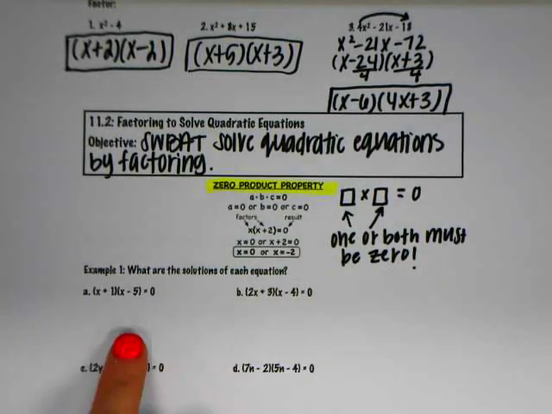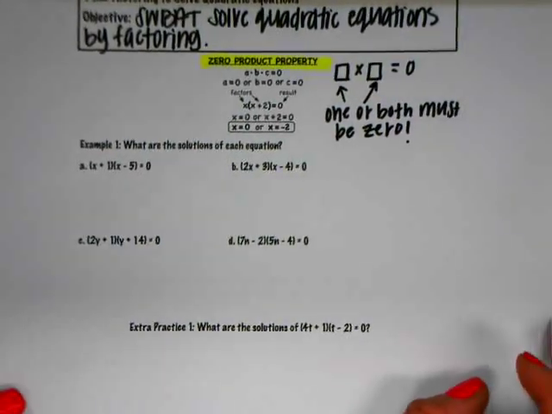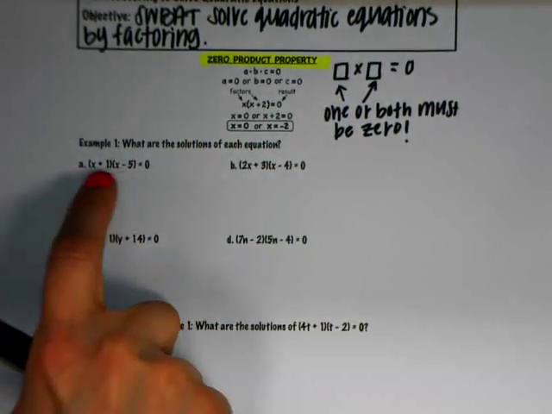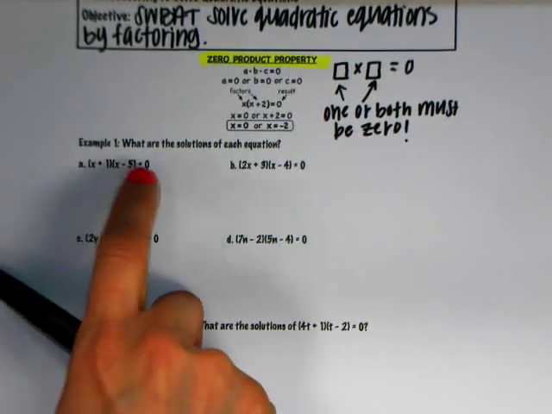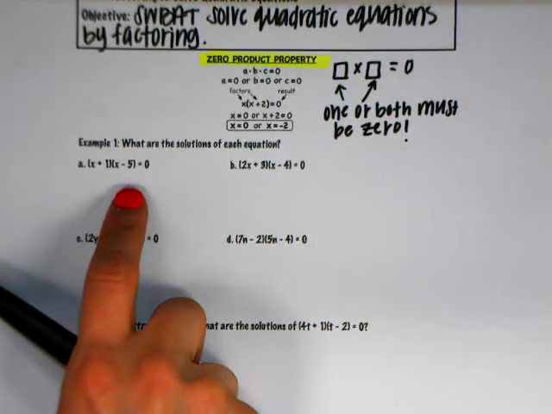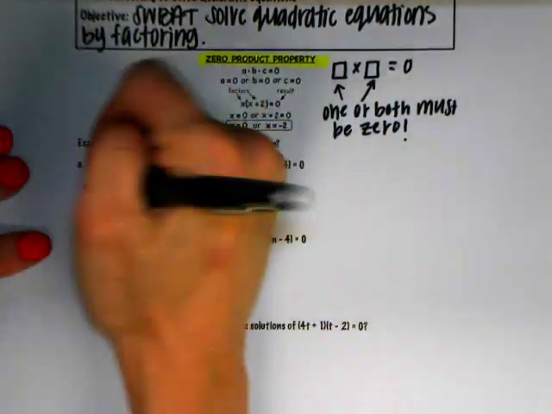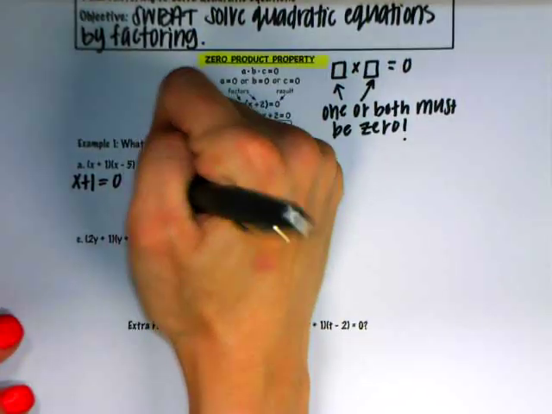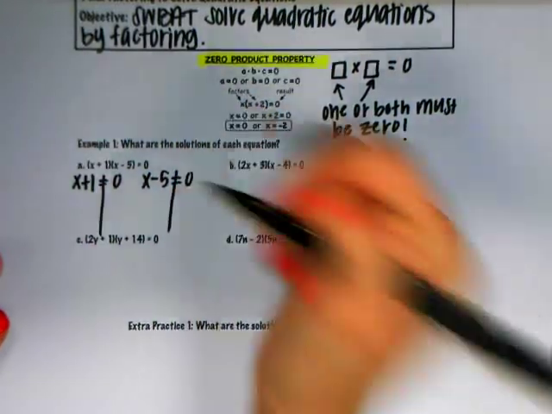Okay? So these ones are already factored. So I'm just going to show you what you do once you already have them factored. Think about that property. I'm multiplying two things together here and getting 0. So we know that either this piece has to be 0 or this piece has to be 0 or both, correct? So what we're going to do is set all of the pieces equal to 0 and figure out what x values are going to make that happen. So we're going to do x plus 1 equals 0 and x minus 5 equals 0. And solve both of those.